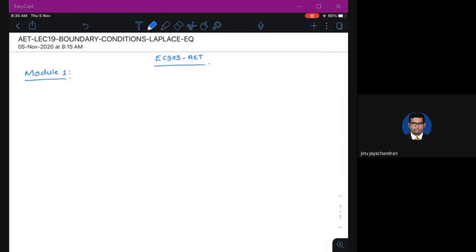We'll continue with our module number 1 today. And in this class, we'll be looking at 2 points. First is the boundary conditions. And the next is Laplace or Poisson's equations. So we'll be looking at both of them.